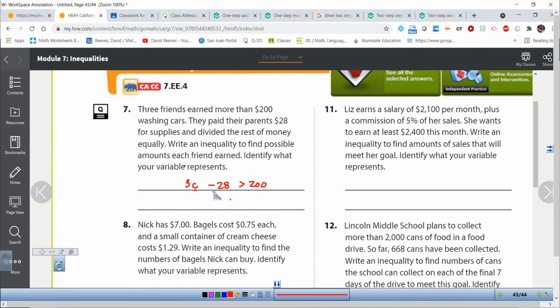Okay, so then to solve this, we would add 28 and we would divide by 3.